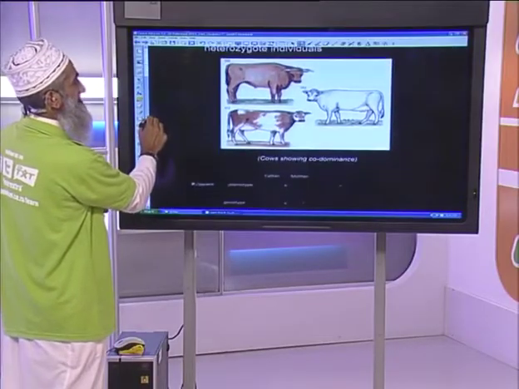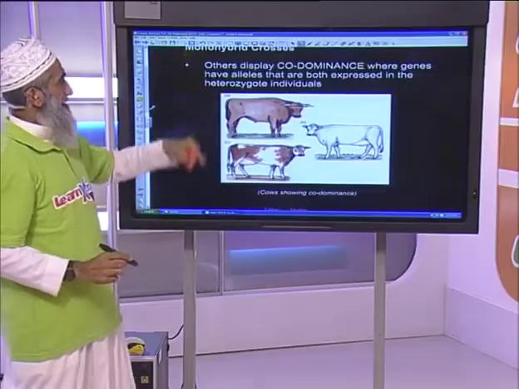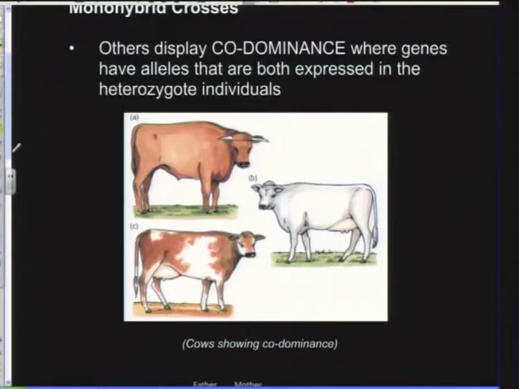We go one step further. I'm going to go back to how we're going to work it out just now. Others display co-dominance. So we had complete dominance, we had incomplete dominance, now we are talking about co-dominance, where genes have alleles that are both expressed in the heterozygote individuals.